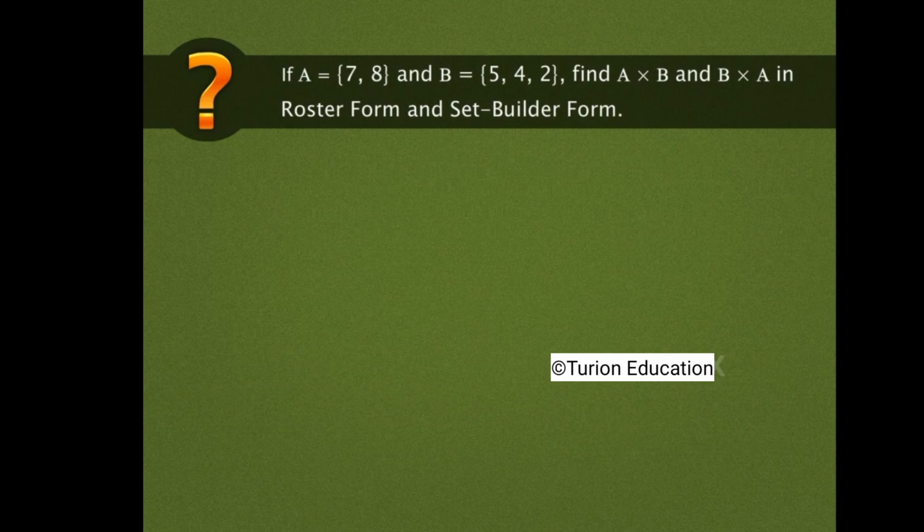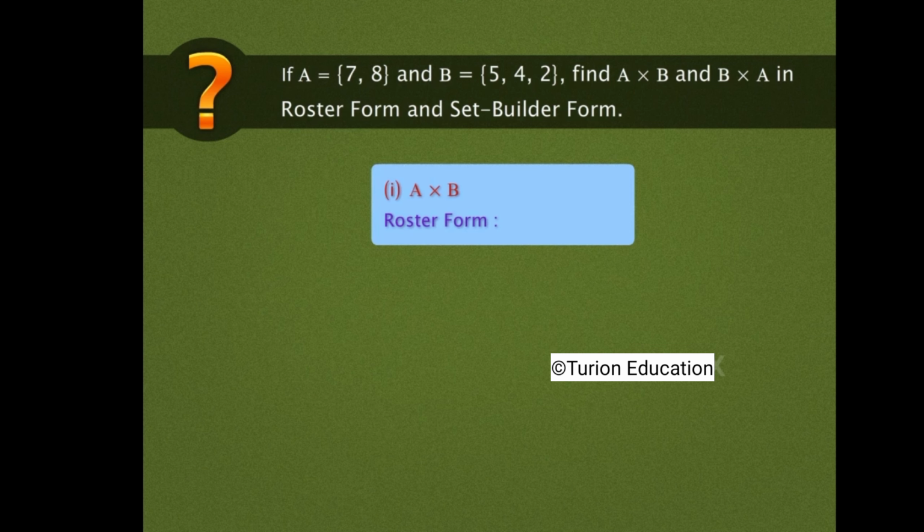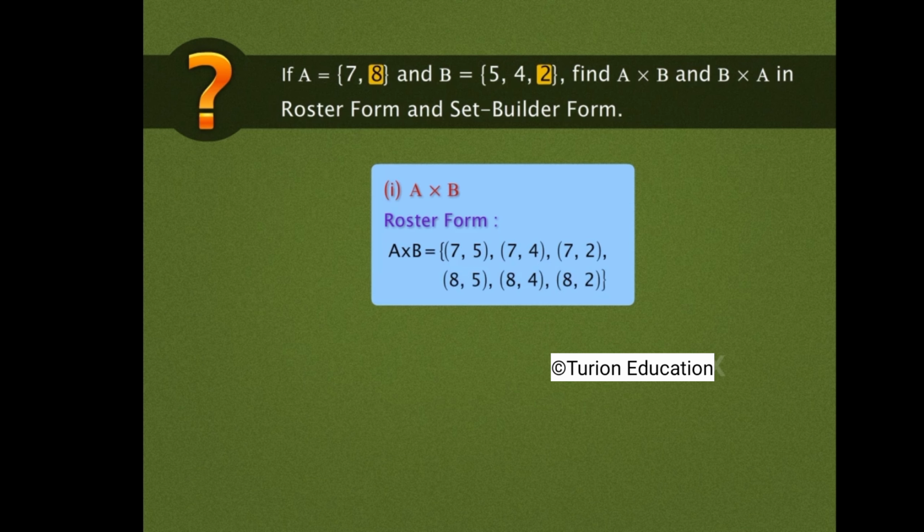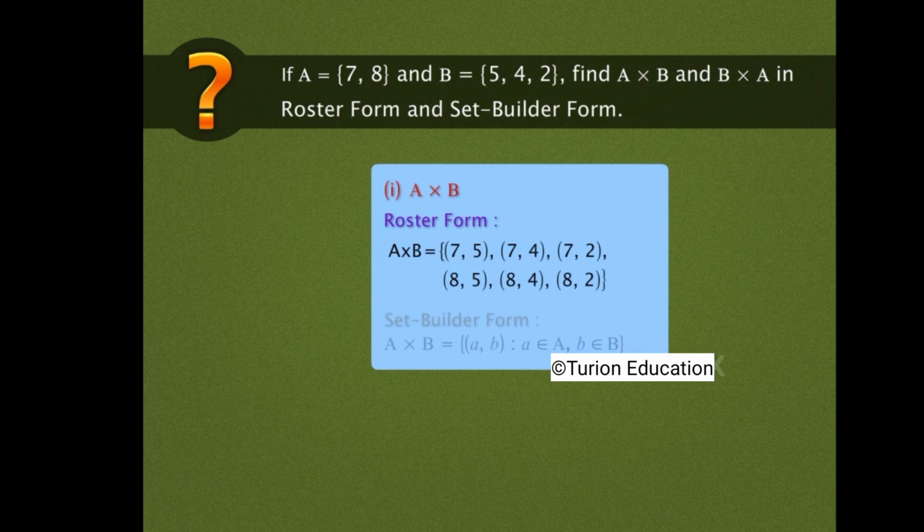Given two sets, we need to find A cross B and B cross A in roster form and in set builder form. Let us first write A cross B in roster form. We know that A cross B will have all the ordered pairs obtained by pairing the elements of A with those of B. So taking 7 first and pairing it with 5, 4, and 2, and then taking 8 and pairing it with 5, 4, and 2. Now we use the definition of Cartesian product to write A cross B in the set builder form as shown here.